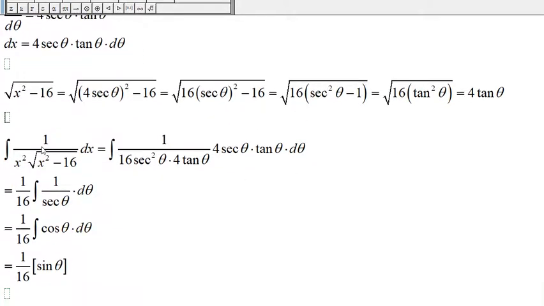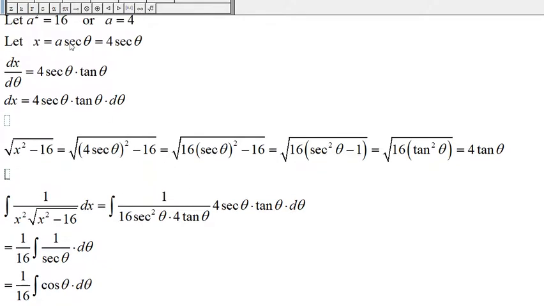So the integral of 1 over x squared times the square root of x squared minus 16 is equal to the integral. x is 4 secant of theta, so x squared would be 16 secant squared theta. The expression square root of x squared minus 16 is equal to 4 tangent of theta. dx is 4 secant theta tangent theta d theta.